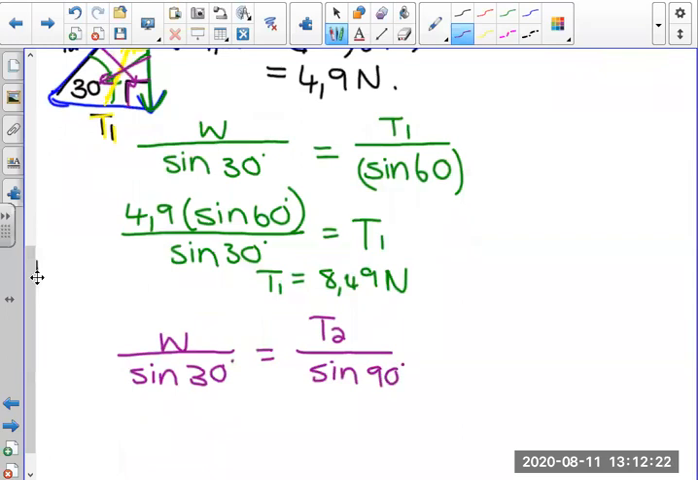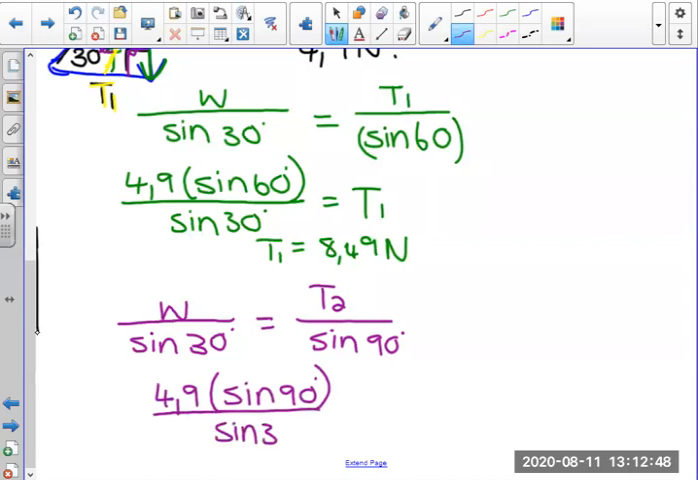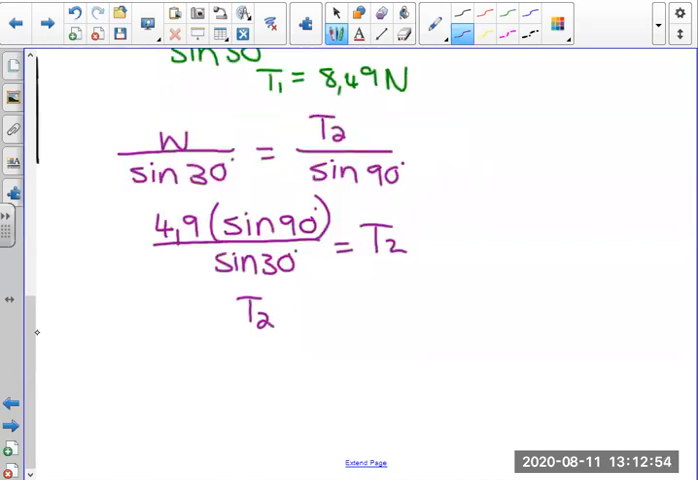Okay, I could have used the normal sine trigonometry functions as well. But if we have a method and it's easier to stick with this method, why not? The weight that we worked out is 4,9. So I say 4,9 times sine 90, divided by sine 30, equals T2. So the answer that I got for T2 is going to be 9,8 newtons.